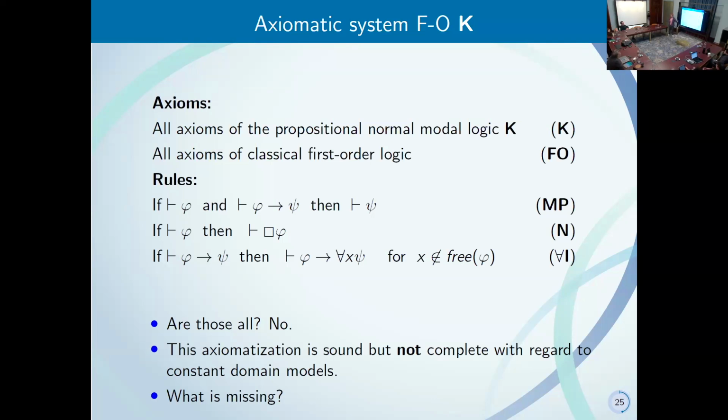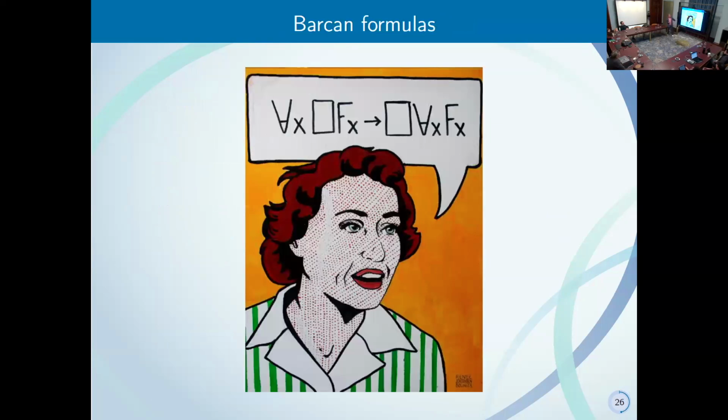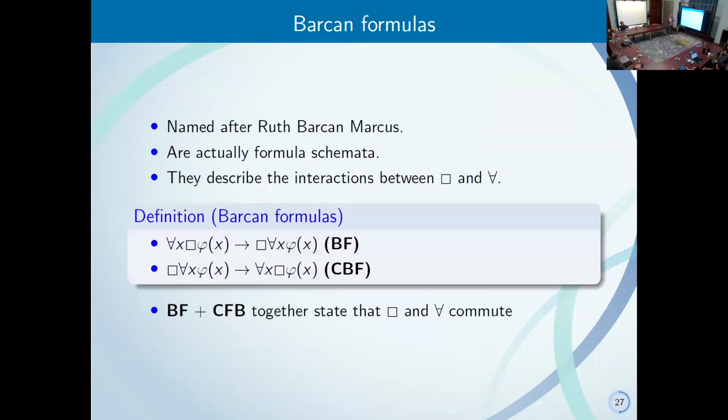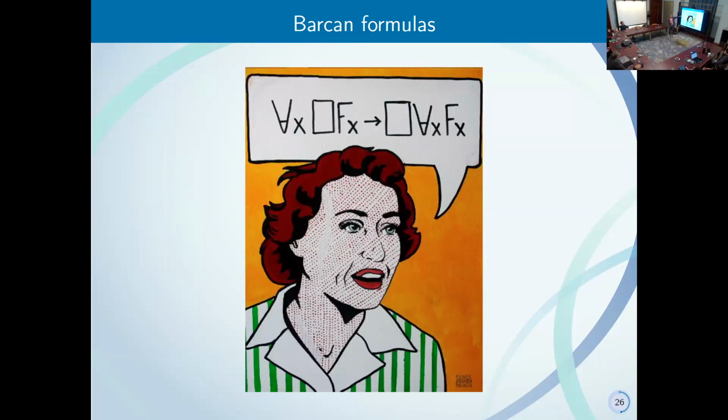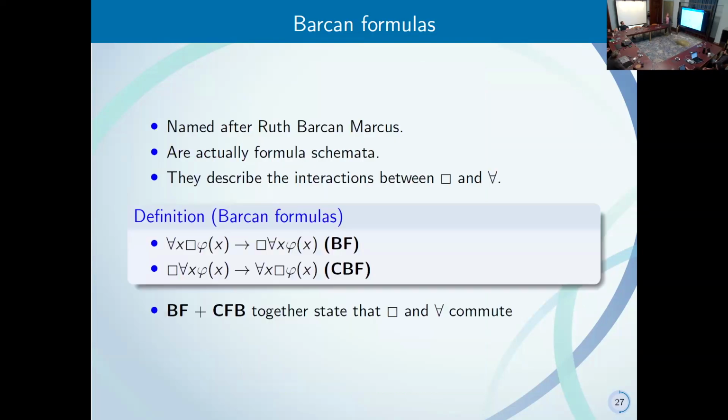I hinted at it before. Basically, it's the interaction. You have probably seen it, it's quite famous, right? It's called the Barcan formulas. Exactly what Ruth Barcan Marcus tells us here: for all x box implies box for all x. They are named after Ruth Barcan Marcus, who studied them quite a lot in the 20th century. Actually they are formula schemata, right? Because they are defined not just for one formula, but for all formulas.